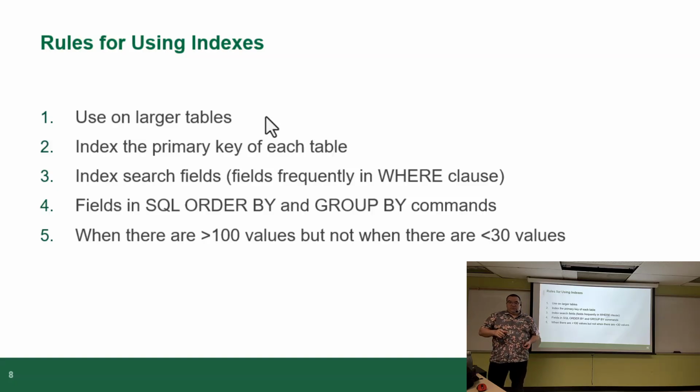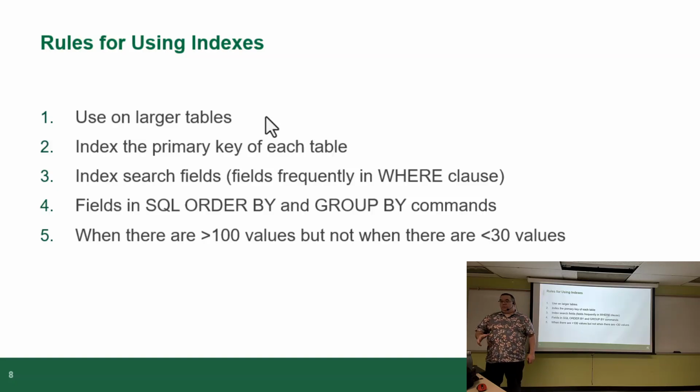So, select star from customer where phone number like this or phone number is equal to this. You'd index the phone number. Or you often search by postal code or by city, because you want to often find, say, in Ottawa, you might want to index the city column. It depends on what you do with the queries. There's no one size fits all.